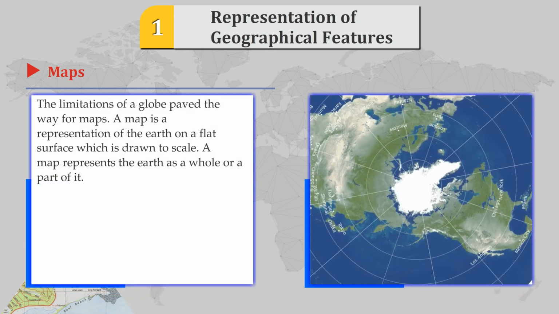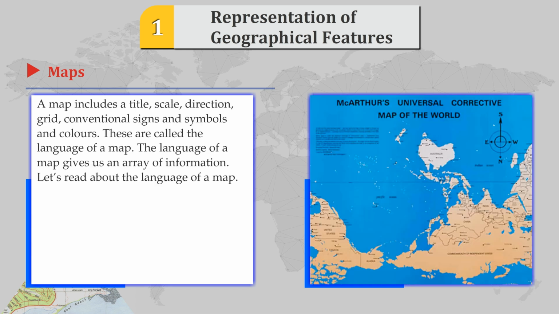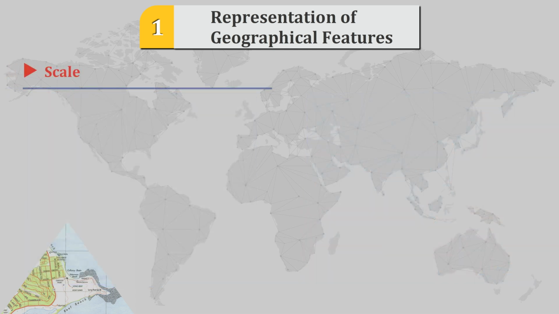Maps. The limitations of a globe paved the way for maps. A map is a representation of the earth on a flat surface, which is drawn to scale. A map represents the earth as a whole or a part of it. A map includes a title, scale, direction, grid, conventional signs and symbols, and colors. These are called the language of a map. The language of a map gives us an array of information. Let's read about the language of a map.